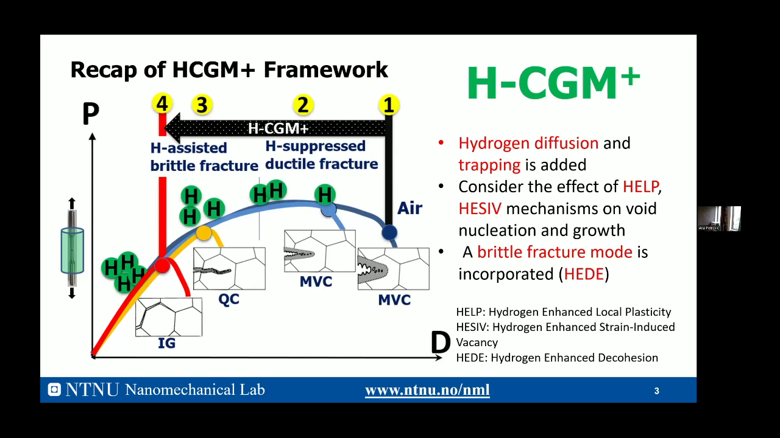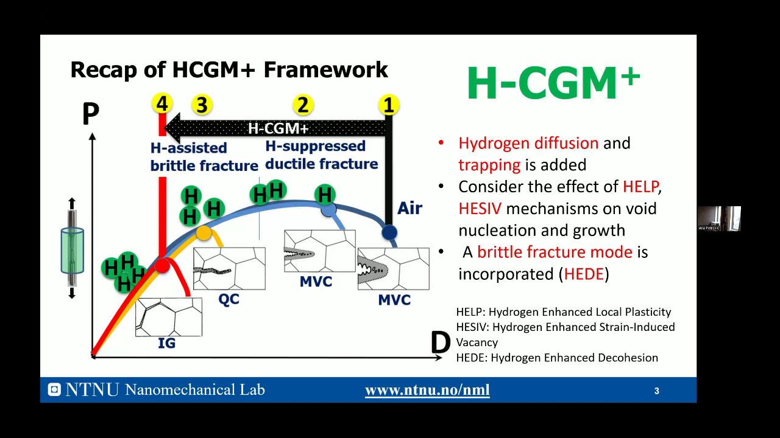Okay. The CGM+ framework can be presented as this figure. We start with the right side, with the deep blue curve. This is basically the material response in the pure air condition. You can see the curve has one significant active fracture. The MVC region of the fracture surface is basically dominated by void nucleation, void growth and void coalescence.